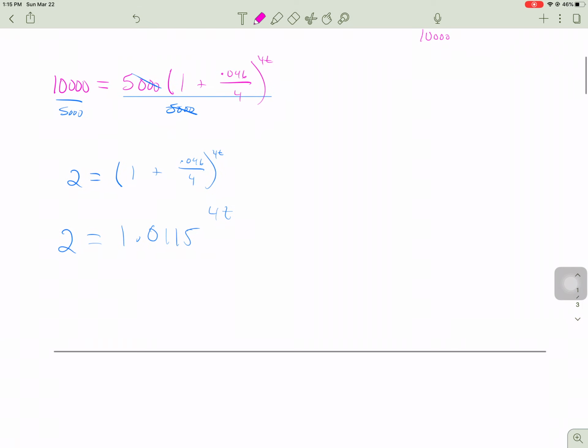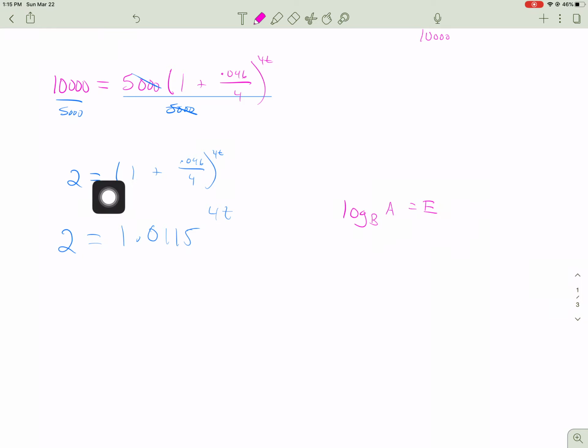Now, recall from Friday, or from last week, when we take something that is exponential and get it into logarithmic, I like to call it BAE: base, answer, exponent. Everything here, when we convert to log, goes in that spot. The easiest is the exponent. This is the base. It's what's being raised to the exponent, and the answer is what it equals. So now when we convert this, it becomes log, and this is weird, but it's still fine. 1.0115 is the base. The answer is 2, and that will equal 4t.